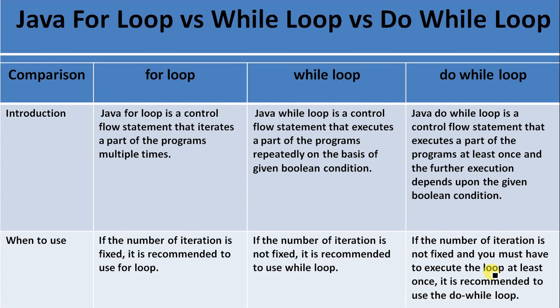Now there are some more differences. First one is introduction, which we have discussed. If the iteration is fixed, then use for loop. If iteration is not fixed, go for while loop.